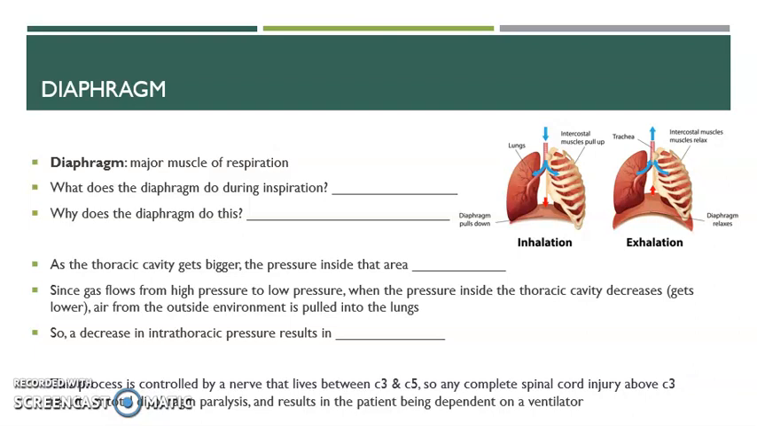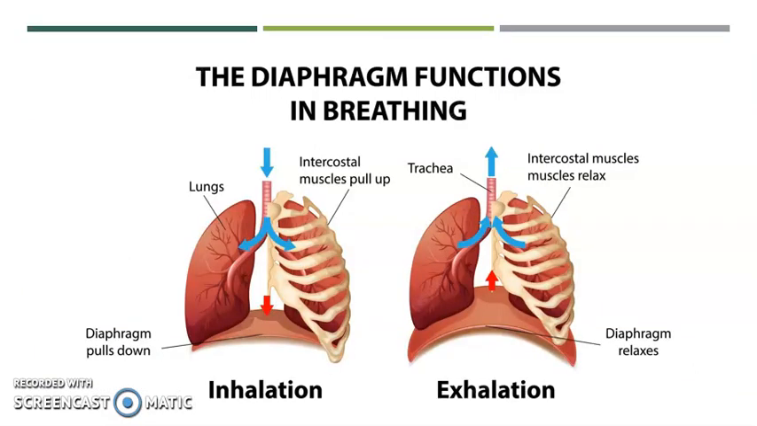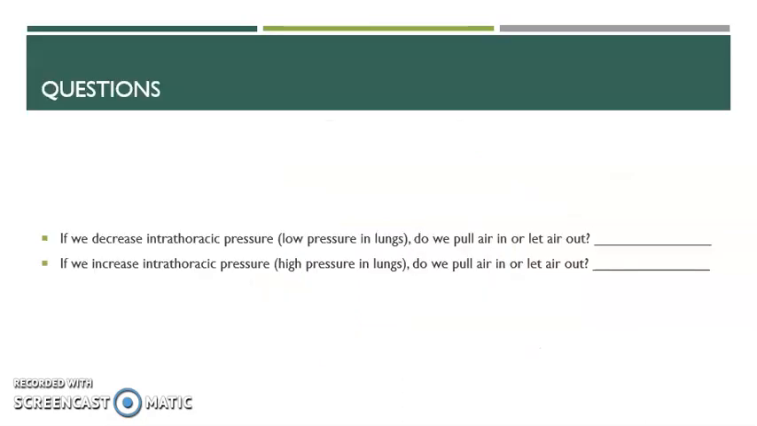This breathing process is controlled by a nerve that lives between C3 and C5. So any complete spinal cord injury above the level of C3 will result in total diaphragm paralysis. And this will result in the patient being dependent on a ventilator because they are no longer getting those signals to breathe in and breathe out. If we decrease intrathoracic pressure, we pull air in. If we increase intrathoracic pressure, we push air out.